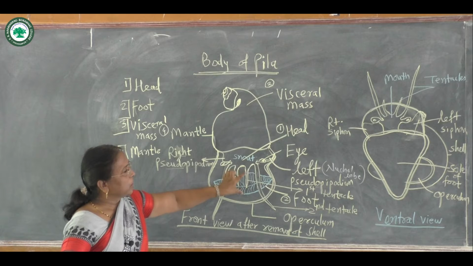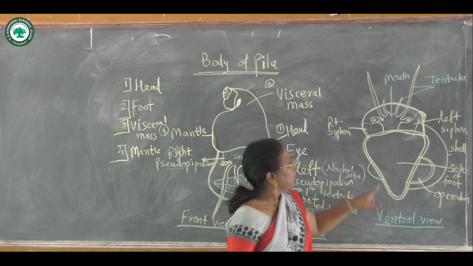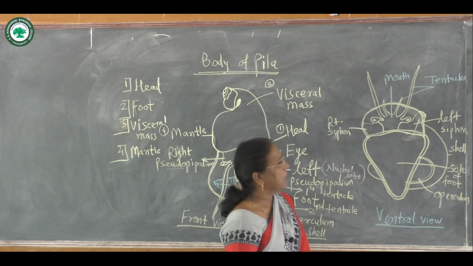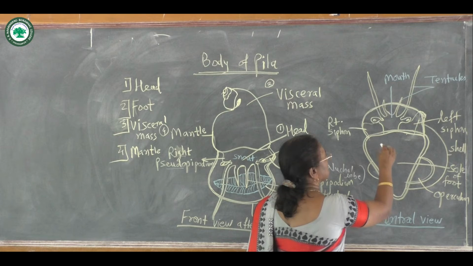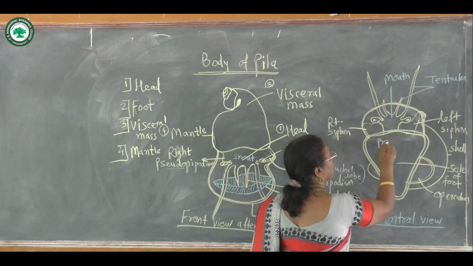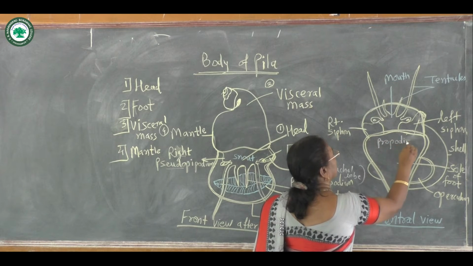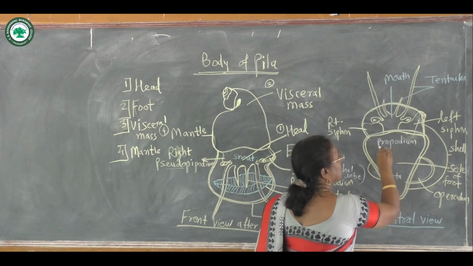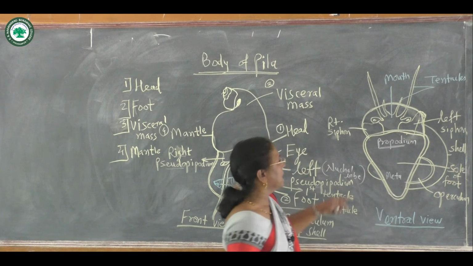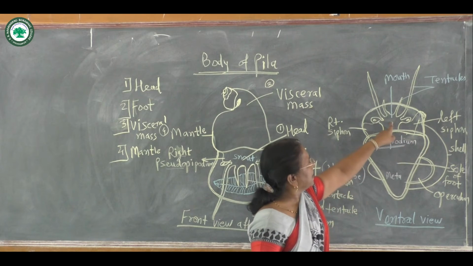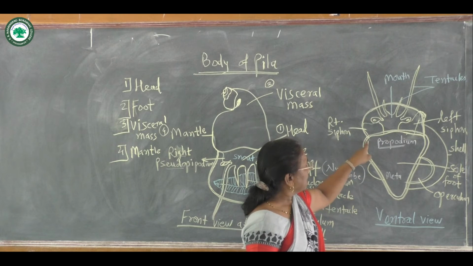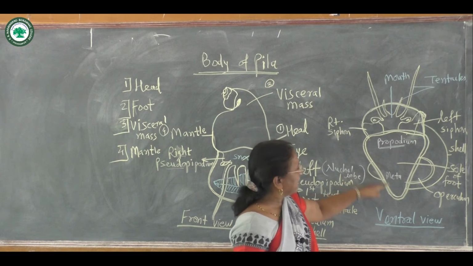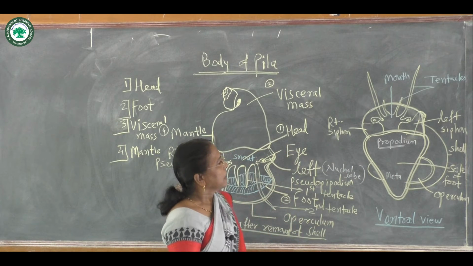This foot is a triangular part. In this ventral view, you can see this broad triangular part, again divided into two regions. The anterior part is called the propodium and the posterior part is called the metapodium. This propodium, which is the broad part, lies towards the anterior region below the head, and the narrow, pointed apex part is located towards the posterior side.